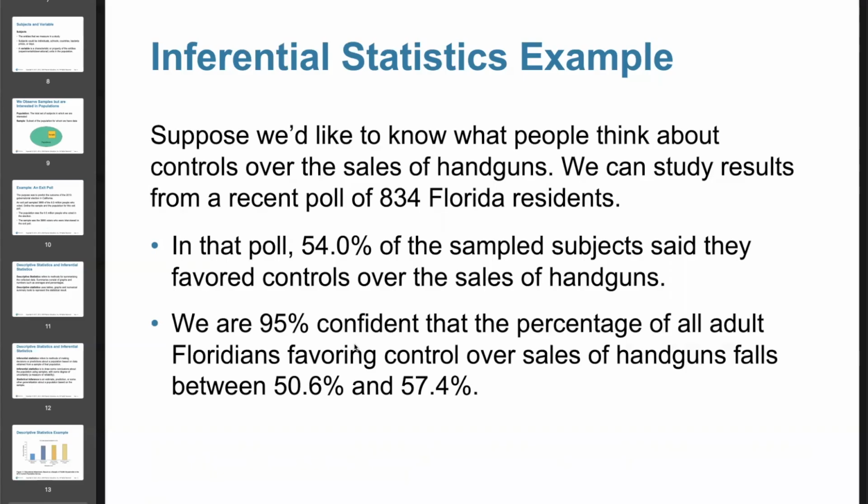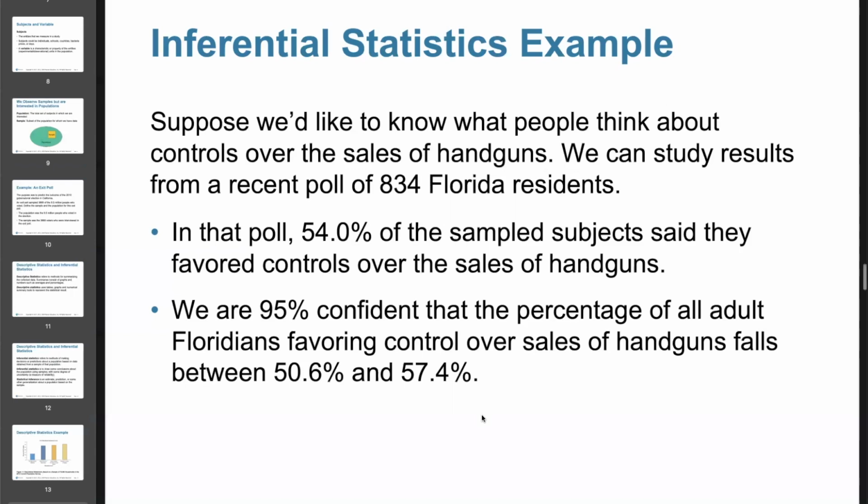So this is an example of inferential statistics. The first point, this percentage, we call a point estimate. The second point: we are 95% confident that the percentage of all adult Floridians favoring control over sales is between 50.6% and 57.4%. We call this a confidence interval. We will learn how to find these two methods of estimation when we come to the estimation chapter.